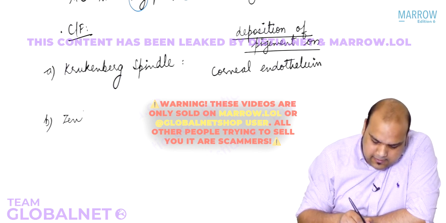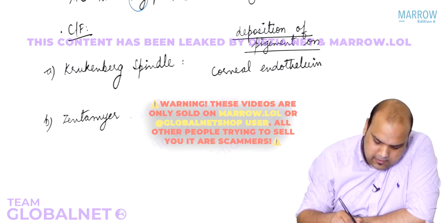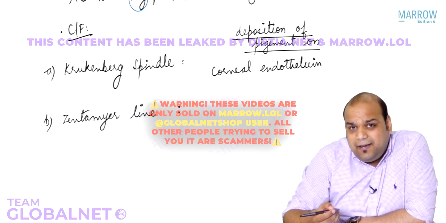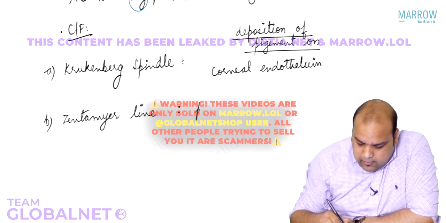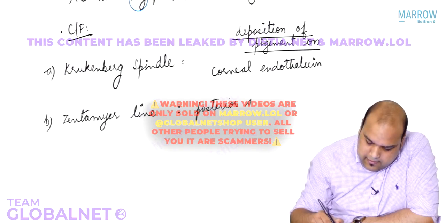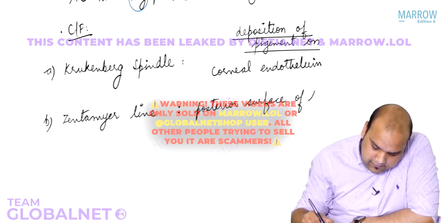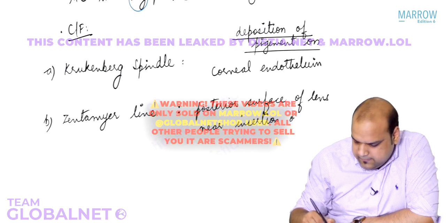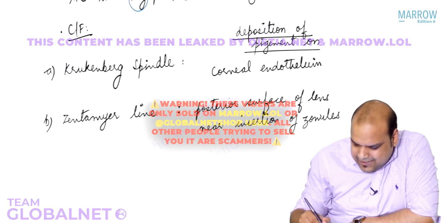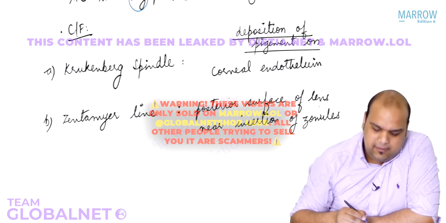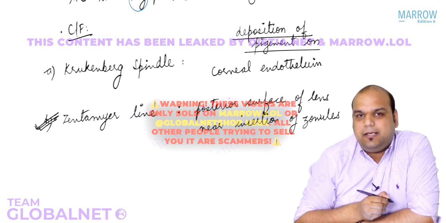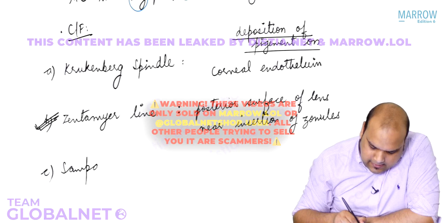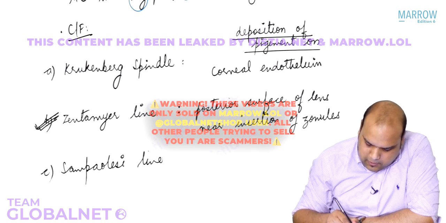Secondly, Zenta-Meyer line. Zenta-Meyer line is deposition of pigment on the posterior surface of lens near insertion of zonules. Where the zonules get inserted onto the lens, right about there. This is characteristic, diagnostic of a case of pigmentary glaucoma. And thirdly, just like pseudo exfoliation syndrome, Sampaolesi line.